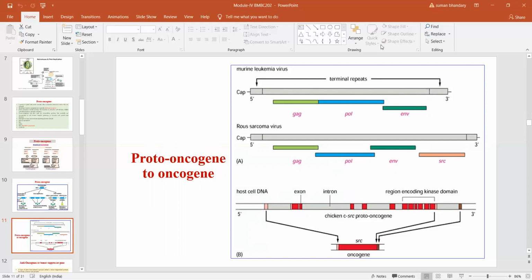This conversion of proto-oncogene to oncogene takes place by a process called splicing. Here you can see the red spots. These are the exons. The proto-oncogene is a cluster of genes, a cluster of red spots. And in between, you can see some gray regions. These are actually the introns. So when splicing is taking place, the introns are excised and the exons come all together. They are converted into a new gene, and this particular gene is known as an oncogene.